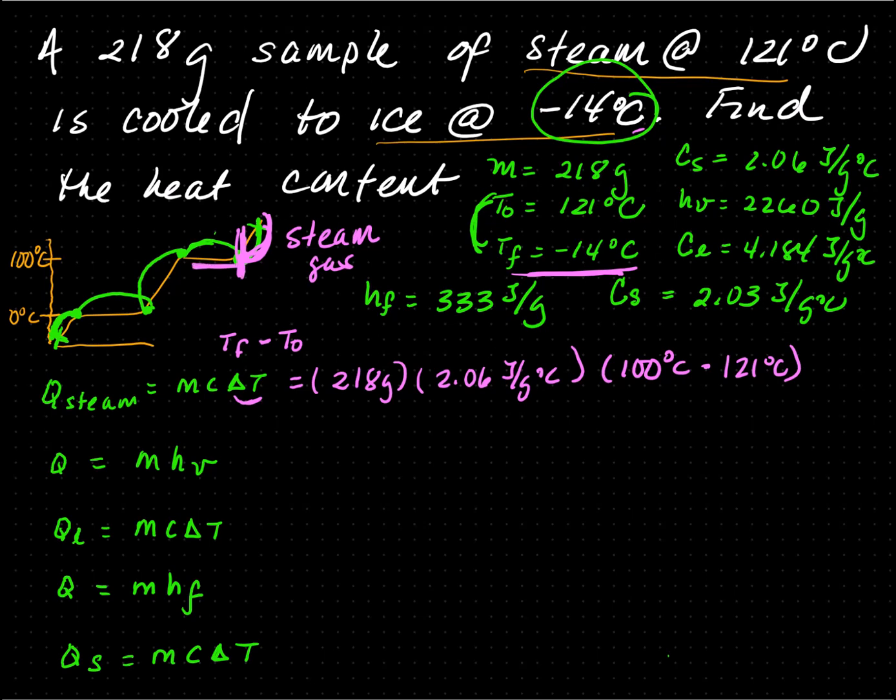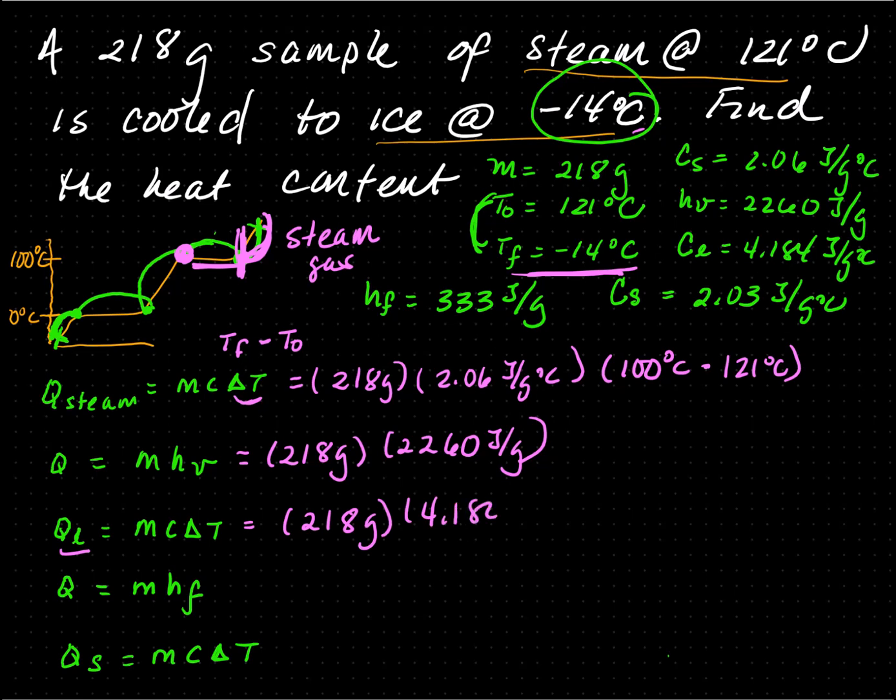Now I need to condense it. When I condense it, I'm going to use mHV. The mass again did not change, so it's 218 grams. The heat of vaporization is 2260 joules per gram. After we condense it, we are at 100 degrees water. So now we are completely liquid. QL is the energy of the liquid. The mass is still the same. For liquid, we're going to use 4.184 joules per gram degrees Celsius.